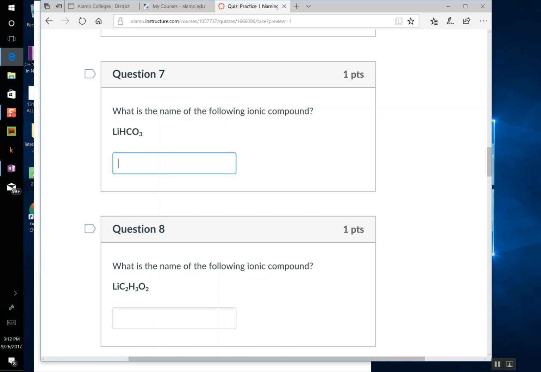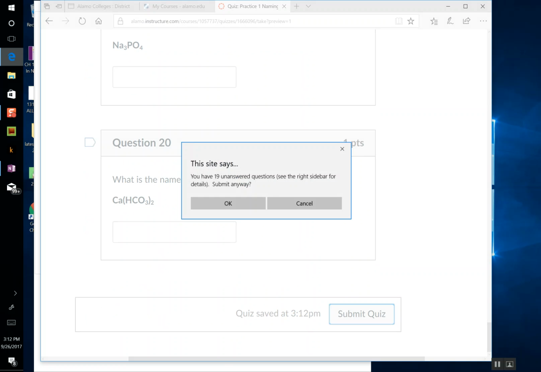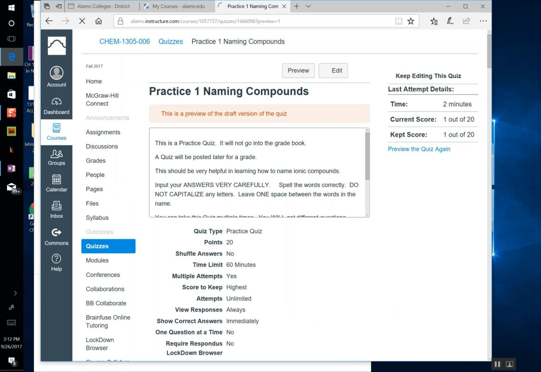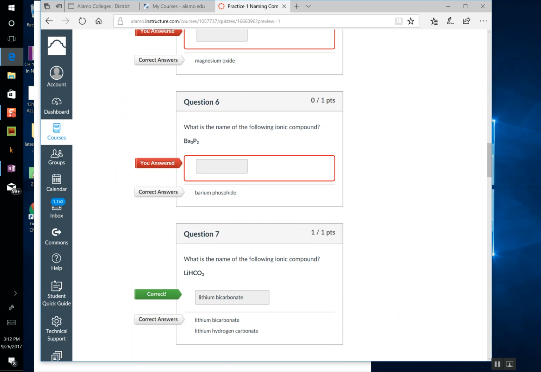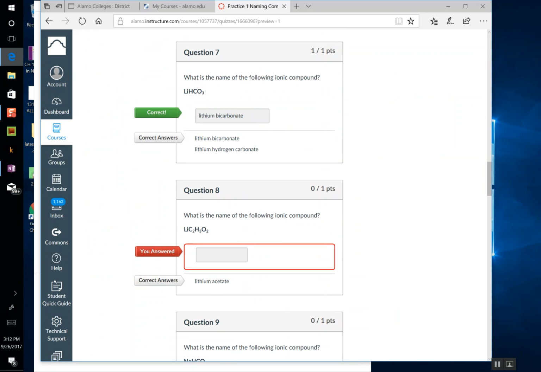What's the answer to this? Lithium, and I'm going to put a space in there, bicarbonate. Lithium bicarbonate. And then I'm going to say submit. It's going to say, did you know you left 19 questions unanswered? I'm going to say, yeah, I did know that. And I got 1 out of 20. You did. See, they're all wrong except lithium bicarbonate. And it's actually saying there's 2 possible correct answers there: lithium bicarbonate or lithium hydrogen carbonate.